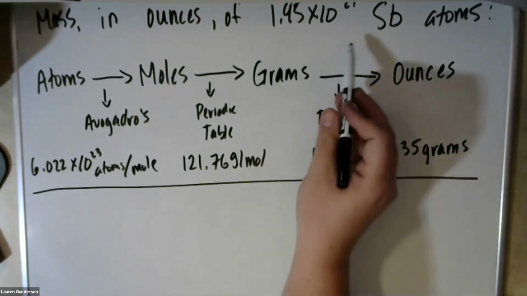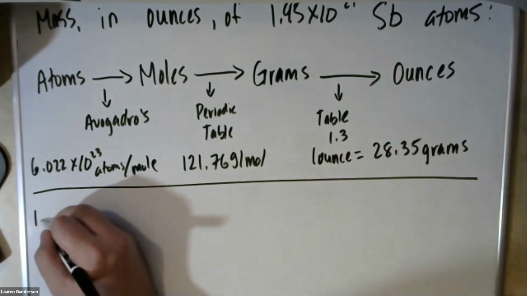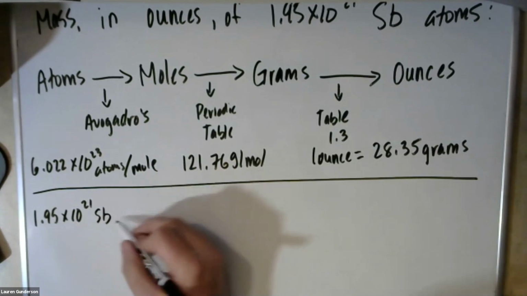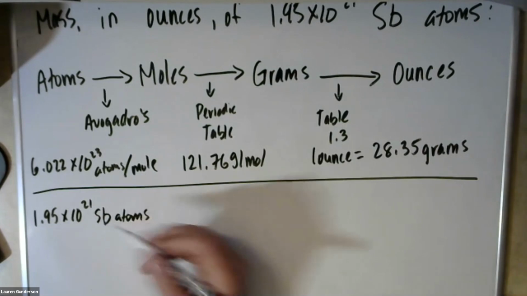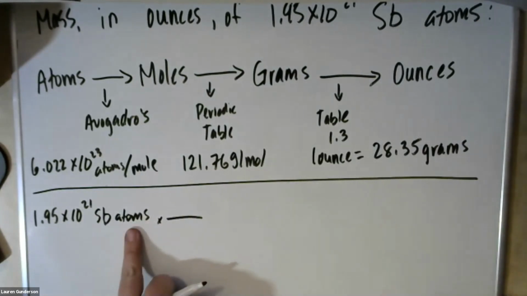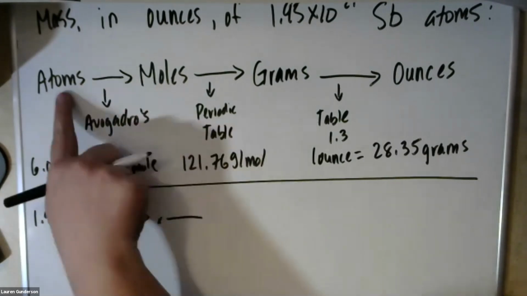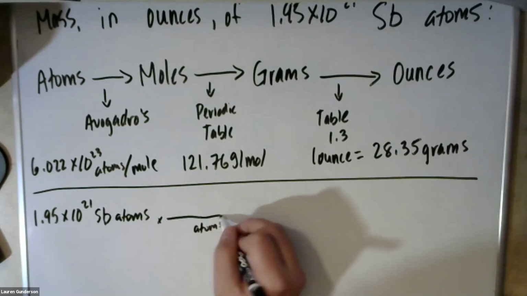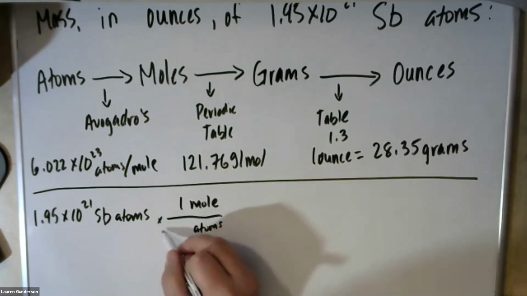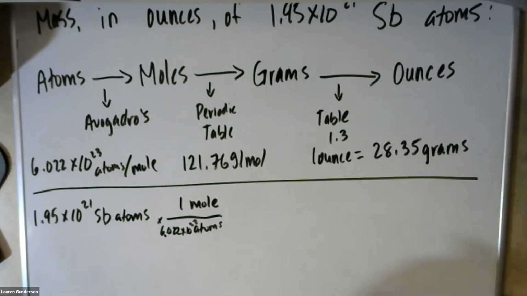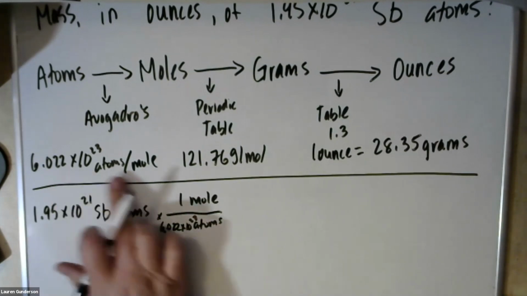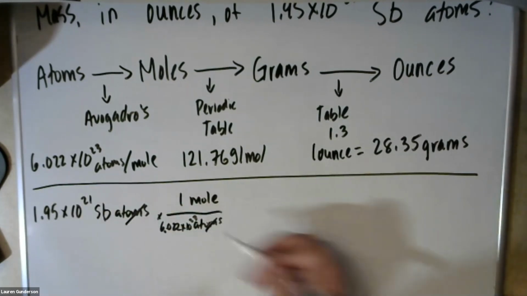So we'll start off with our given information. They told us that we have 1.95 times 10 to the 21 Sb atoms. I want to get rid of atoms and turn it into moles, because that is the conversion I can do with Avogadro's number. So atoms goes on the bottom and 1 mole goes up top: 6.022 times 10 to the 23 atoms. I know that's really small, but you guys know what Avogadro's number is, so even if you can't read it, you know what it is. Now our atoms unit will cancel out.